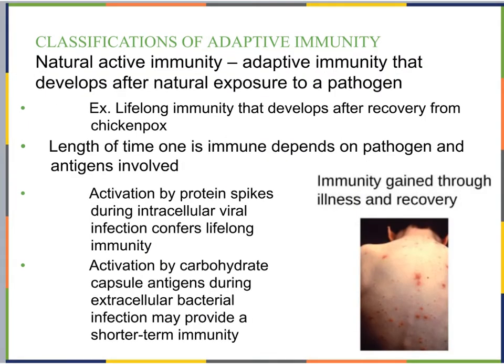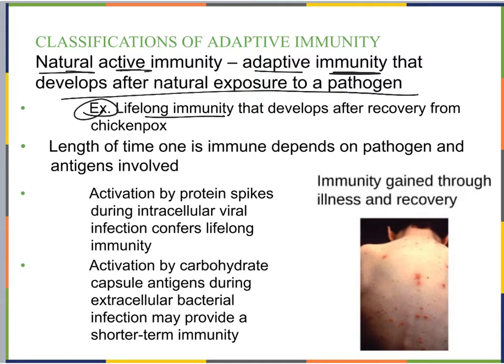So I kind of already did talk about this, but here's our natural active immunity. Remember, if it's active immunity, we have actively fought this off. So this is our adaptive immunity that develops after natural exposure to a pathogen. For example, lifelong immunity develops after recovery from chickenpox. So you were exposed to the varicella zoster virus, you got chickenpox, you go through the illness, you go through the recovery, and now you have a lifelong immunity to chickenpox.